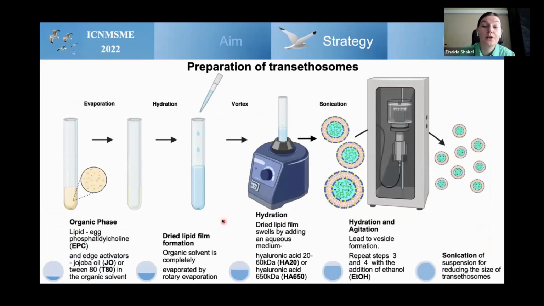I will talk about preparation. Preparation of transethosomes, or in other words, deformable liposomes, is made by the thin film hydration method. Briefly, the lipids and edge activators are dissolved in organic solvent. Then the solution is evaporated in a rotary evaporator to form a lipid film. Then the film is hydrated with hyaluronic acid solution and vortexed to get vesicles. Then we add ethanol, vortex again, and we get big vesicles, which we decrease by the sonication method.